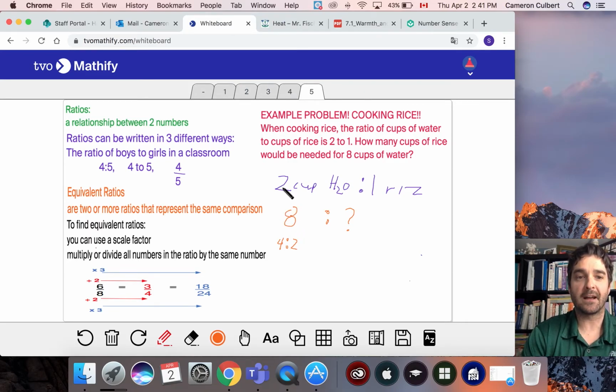If I use a scale factor of 4, 2 times 4 equals 8. So I need to multiply both numbers of the ratio by 4. So 1 times 4 will give me 4, 2 times 4 will give me 8. Therefore, the answer to my problem is 4 cups of rice is required for 8 cups of water.